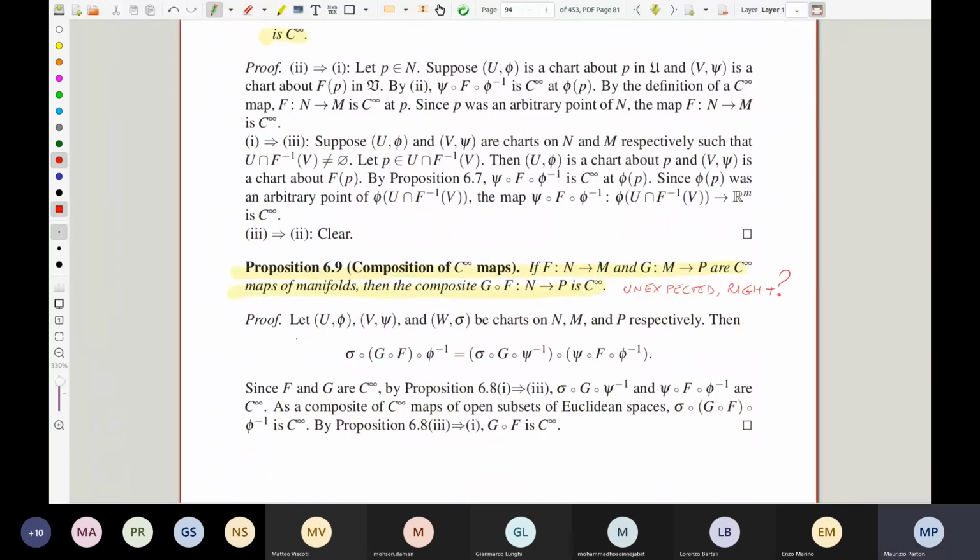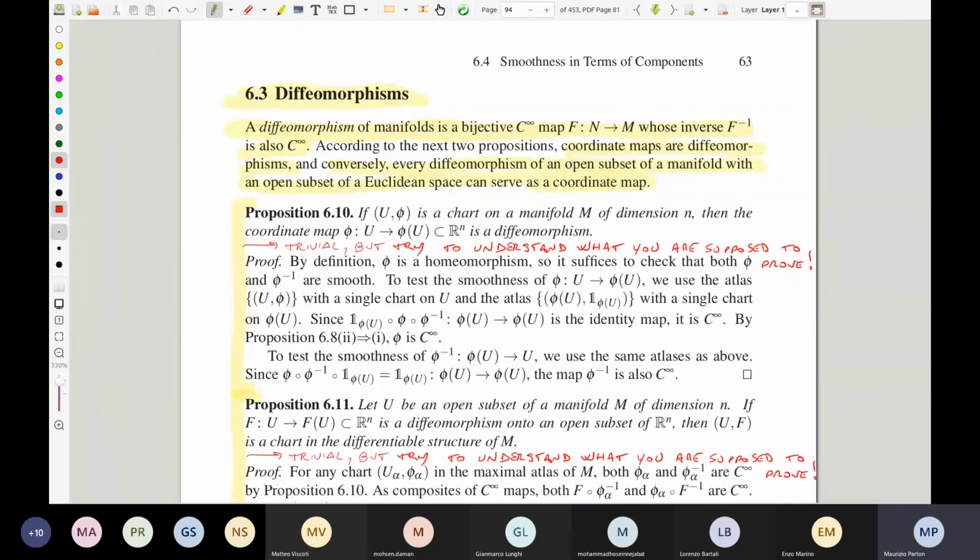Well, so you have a notion of smooth maps between manifolds, right? Question: if you compose two smooth maps between manifolds, is the composition smooth? Well, why are you asking? Of course it is. Why? Because locally everything looks like Rn. Is the composition of smooth maps between Rn, Rm and Rs smooth? Yes, it is. So it is also in this case.